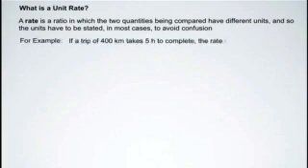For example, if a trip of 400 kilometers takes 5 hours to complete, the rate of travel is 80 kilometers per hour. Notice that we're comparing kilometers to hours. When we have a ratio, we're comparing the same things. We would have kilometers to kilometers or hours to hours. As soon as we take two things with different units and compare them, now we have a rate.